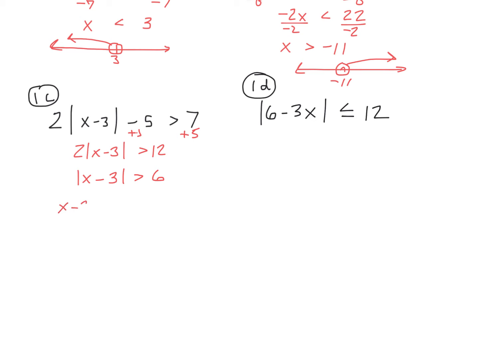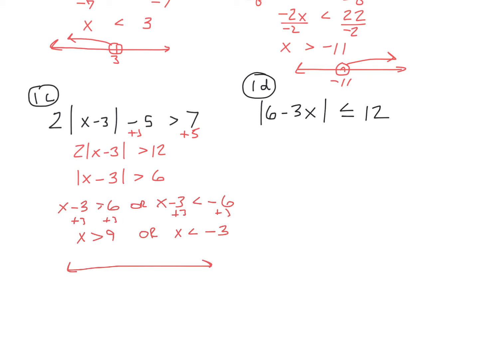I'm going to rewrite this as x minus 3 is greater than 6. Or x minus 3 is less than -6. If I solve each part of this, I get x is greater than 9. Or, adding 3 here, I get x is less than -3. This is a splitter. We're greater than 9, and we are less than -3. Making sure you put that -3 and 9 in the correct order on the number line.